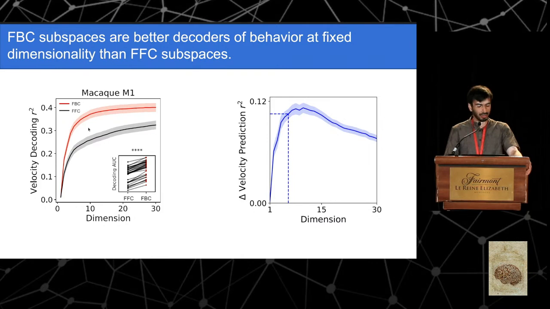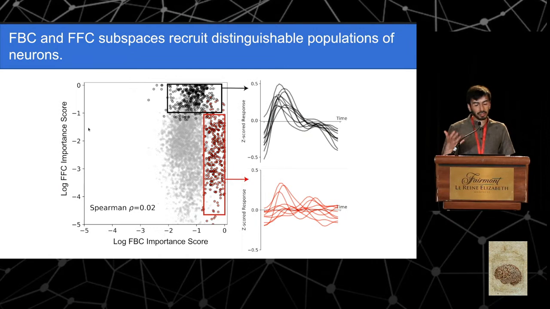The next question we took a look at is the properties of the actual single units that are involved in these projections. It's possible to calculate the importance of a single unit in these different projections, or observations of the system, by just taking the norm of the corresponding row of the projection matrix. Here I've plotted those importance scores on a log-log plot. The first thing you can notice is that these importance scores are totally uncorrelated from each other, with a Spearman rank correlation of about 0.02.